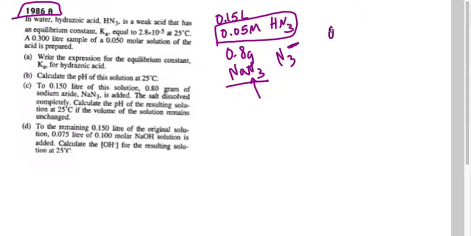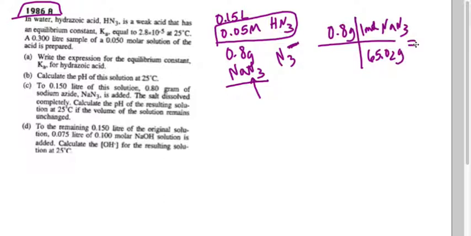Let's do that. 0.8 grams. For every 1 mole, there's 65.02 grams. So what's my moles? Let's go ahead and keep going. Once I know moles, moles are on top. I divide by liters. It all dissolves into 0.15. And the reason they say here, do they say assume no change in volume? Yeah. They say the volume of the solution remains unchanged, that's what's allowing you to divide by that 0.15.